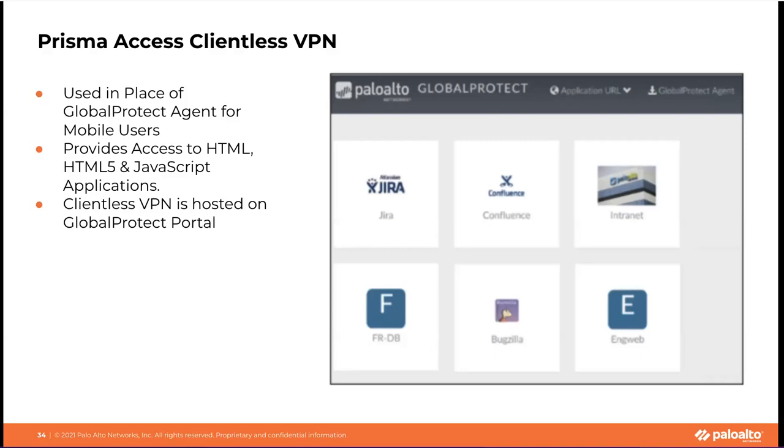Prisma Access clientless VPN is different than the cloud secure web gateway. The cloud secure web gateway is scalable and can function with HTTP and HTTPS applications. Clientless VPN solution is limited to the listed protocols, but is more flexible with the authentication types.